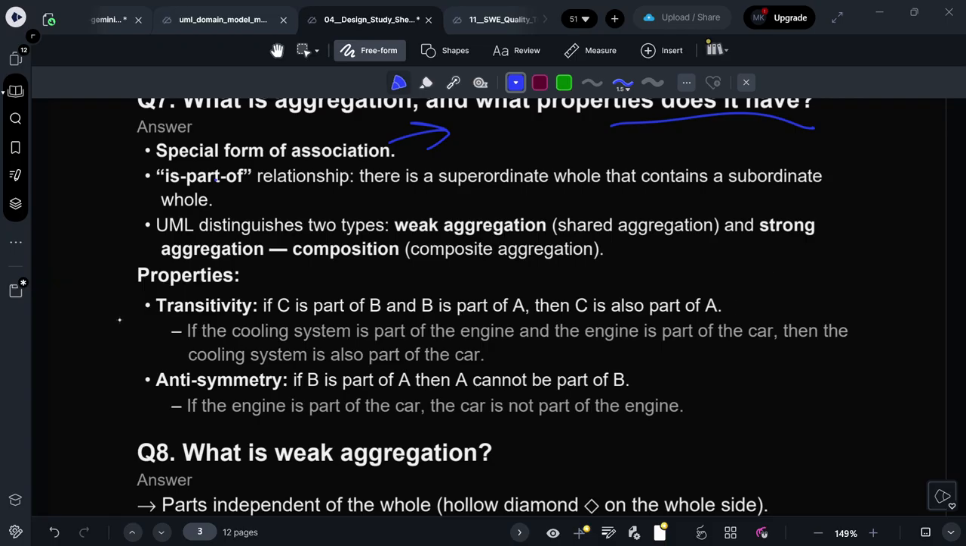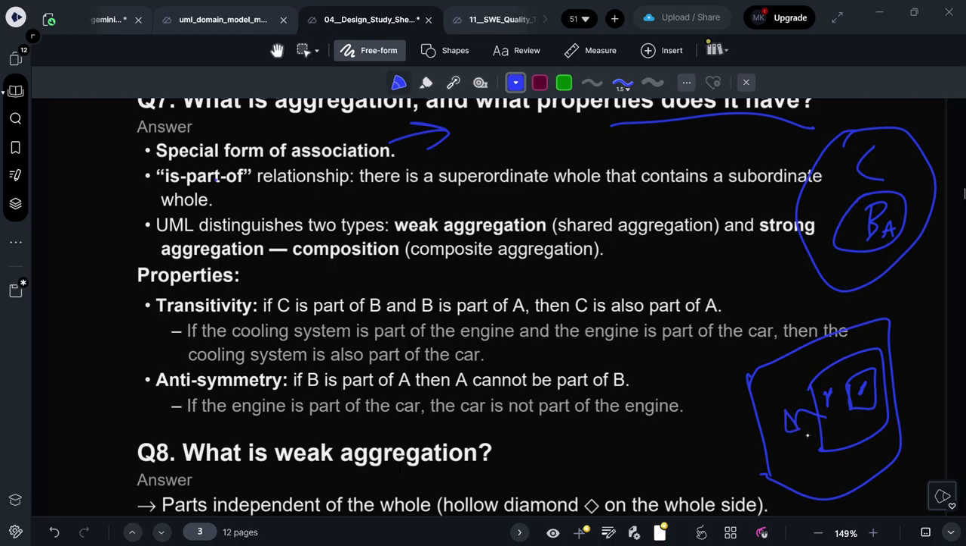It has the property of transitivity. If C is part of B and B is part of A, then C is also part of A. Of course, that's very much obvious. If the cooling system is part of the engine and the engine is part of the car, then the cooling system is also part of the car.